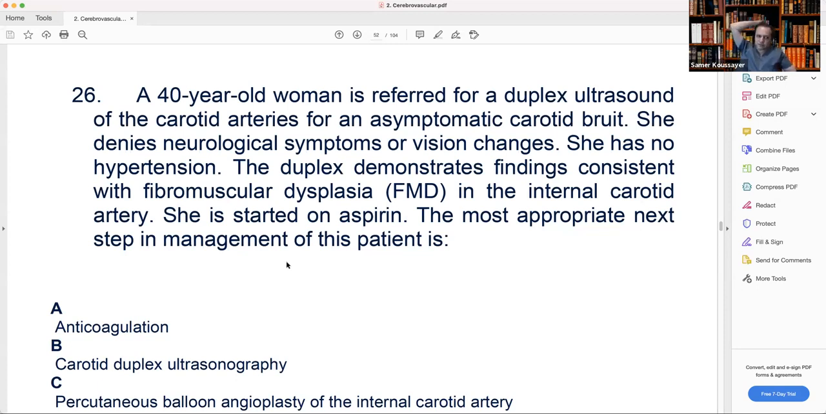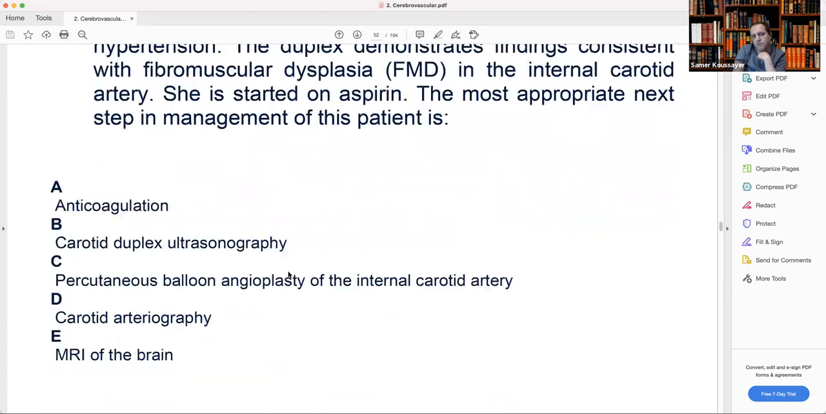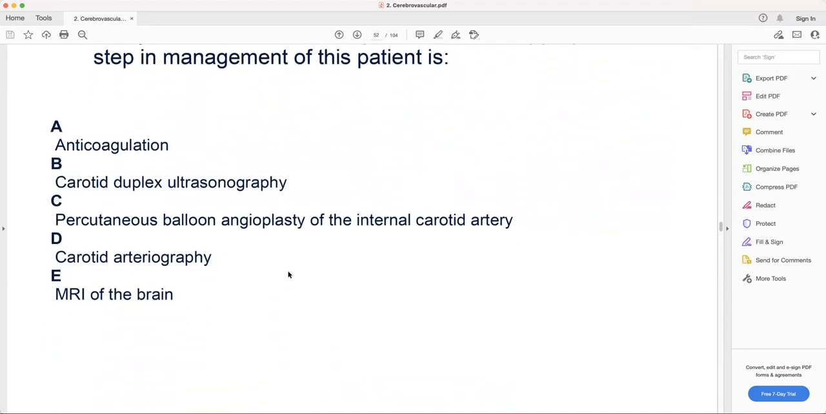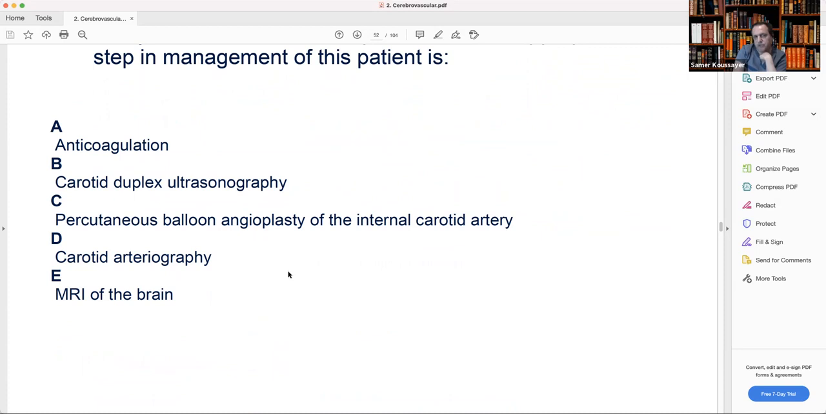To find intracranial aneurysm. So anytime you find the carotid FMD, I think the next step is to get a brain MRI, as I said here. So it's a bit of a tricky question, but I think it's a good teaching point to keep in your mind when you see a patient in the clinic, especially young people with FMD.